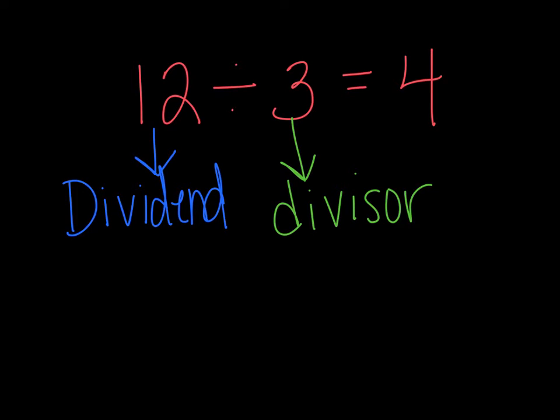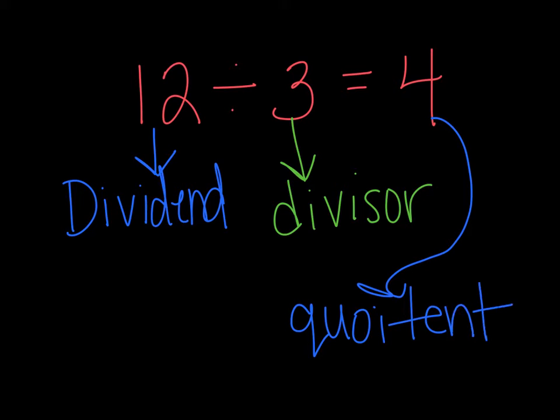And then our answer is called, I'm going to have to do it down here. Our answer is called the quotient. Can you say that? The quotient. So in multiplication, we have factors and we have the product. And in division, we have the dividend, we have the divisor, and we have the quotient.